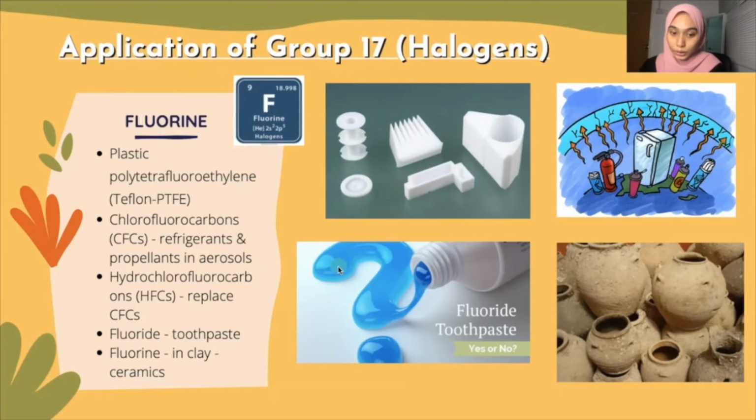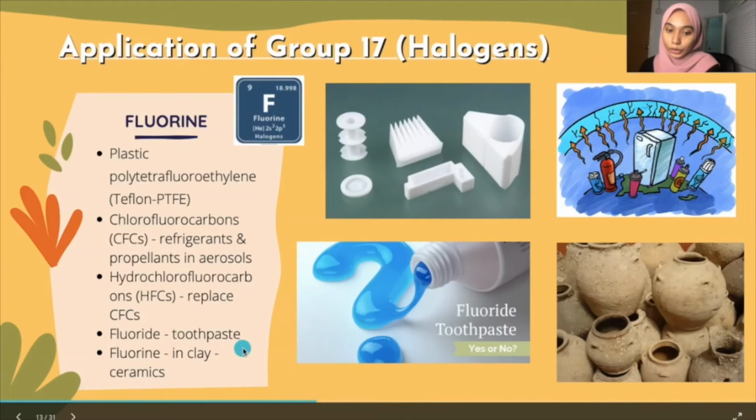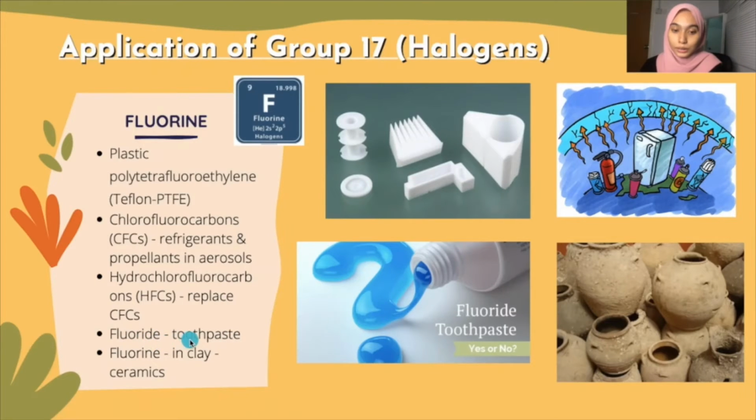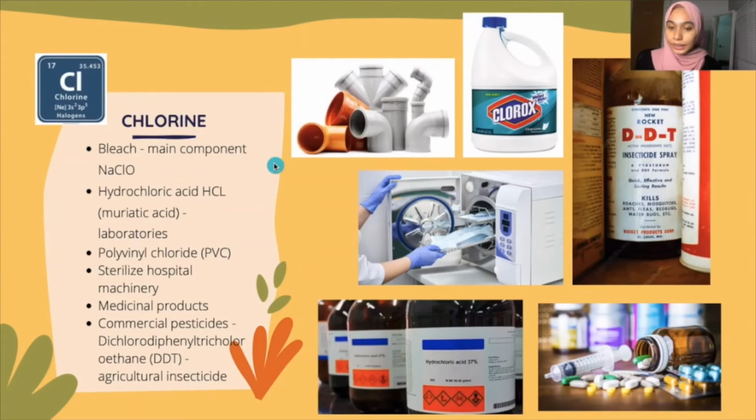And next, we have toothpaste as an application for fluorine, which is the fluoride ion in toothpaste. The last one is clay, which is used to build ceramics. Next, the second element of halogen is chlorine.